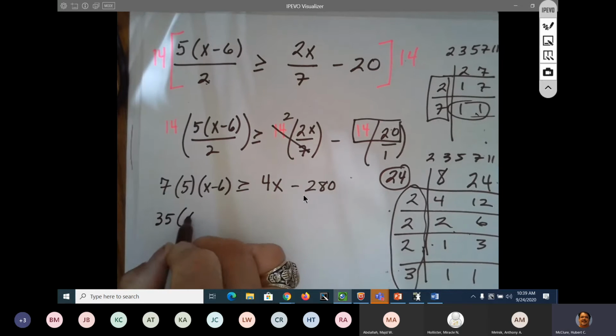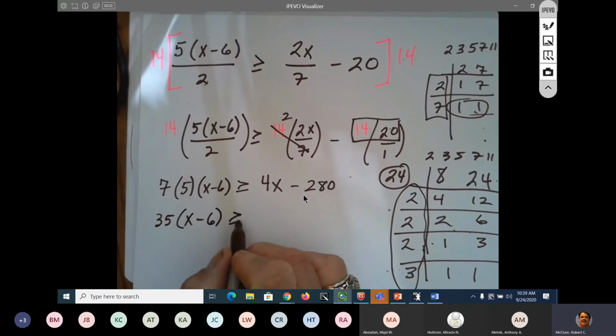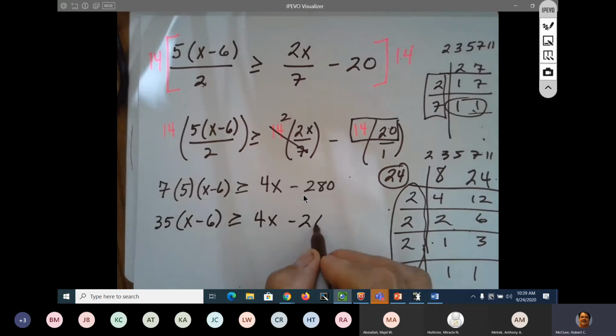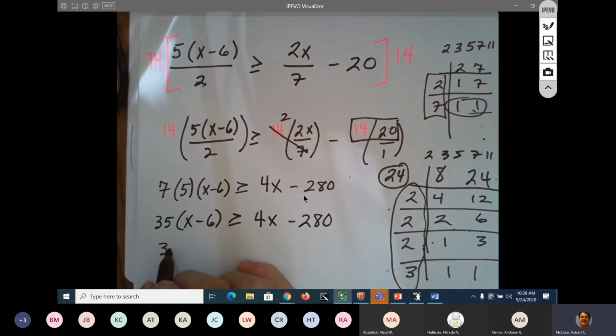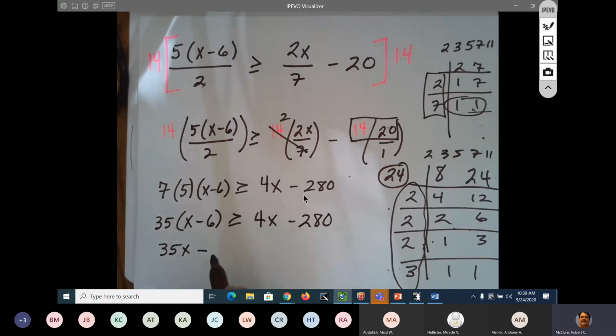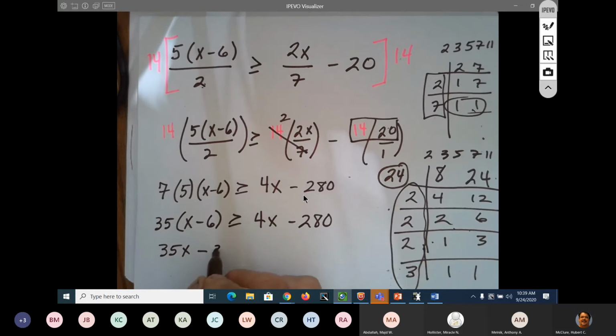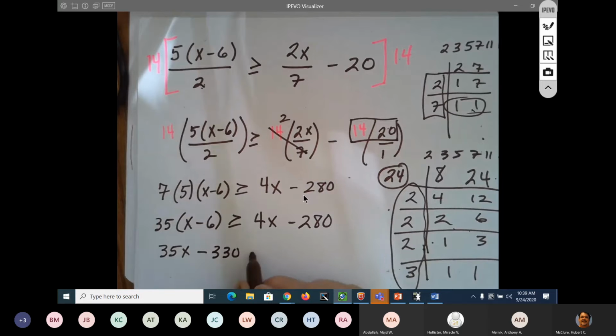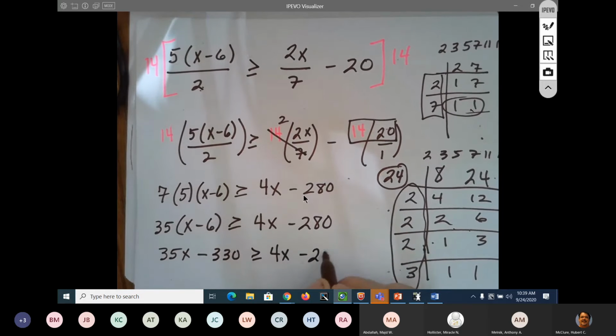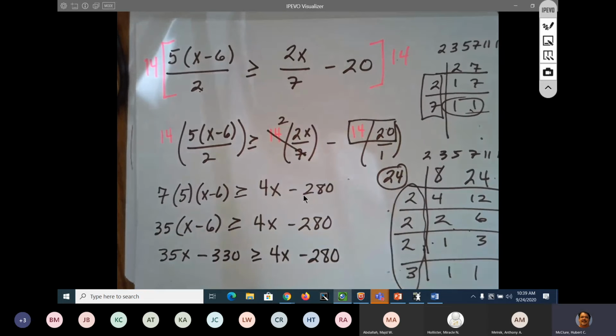35 times x minus 6 is greater than 4x minus 280. 35x minus, well, 35 times 6, that's going to be a 30, 330. Somebody check my math. Okay, somebody's supposed to check it for me. 35 times 6. Okay, I'm starting to wonder if y'all are cognitive. 210. What'd you get? 210.